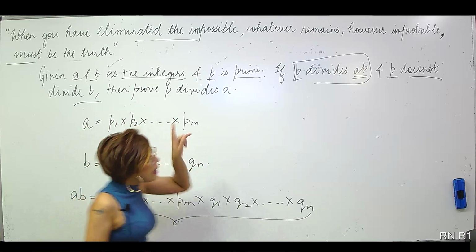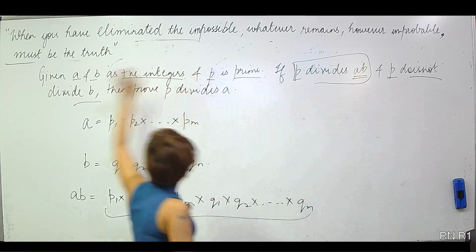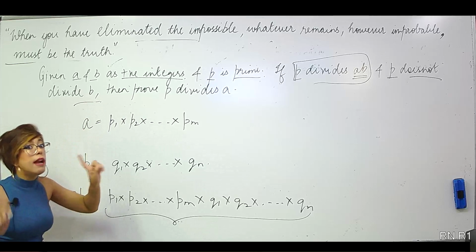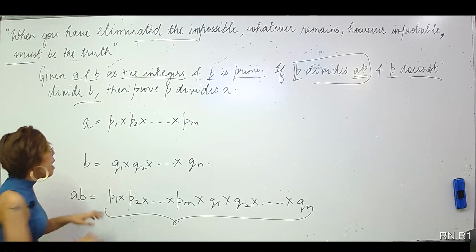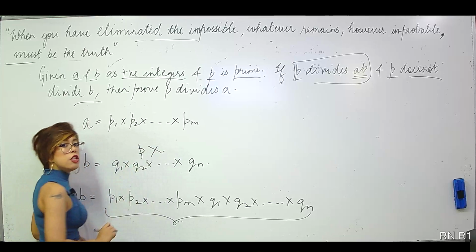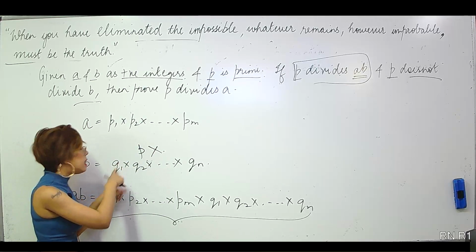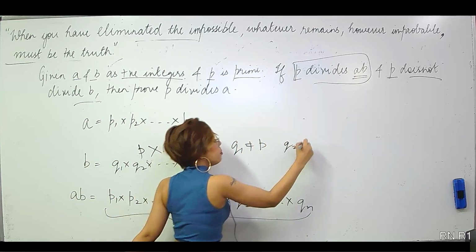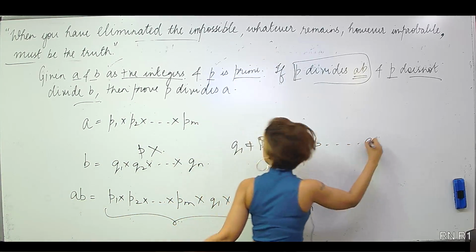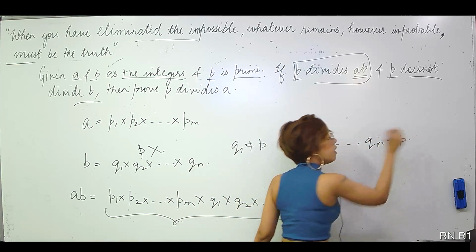He says that P does not divide B. That means in the prime factorization of B, P will not be present. So this prime factor cannot be P. So Q1 is not equal to P, Q2 is not equal to P, and so on, Qn is not equal to P.